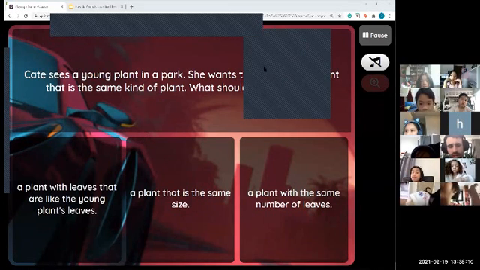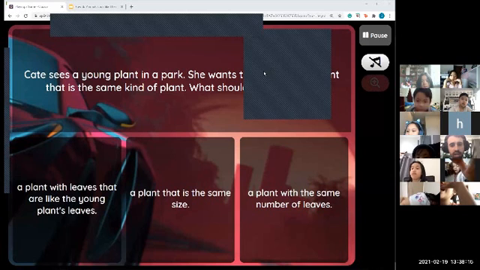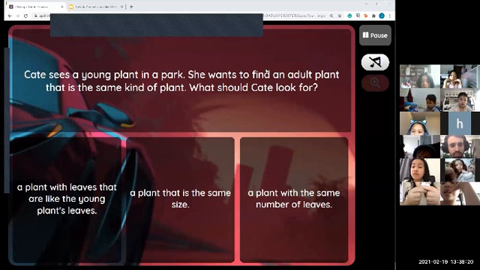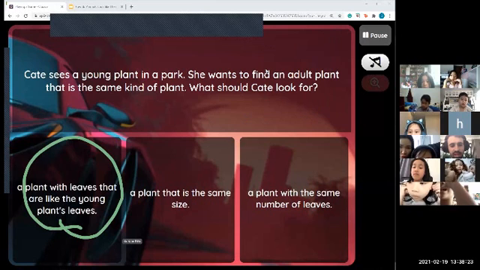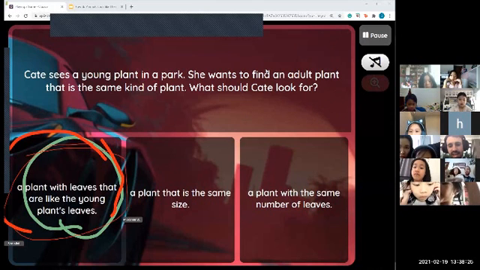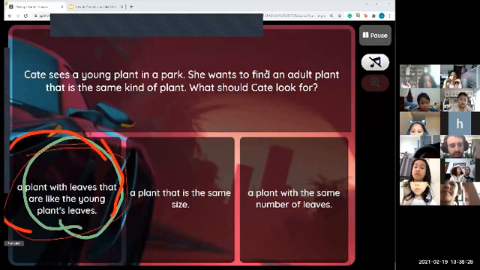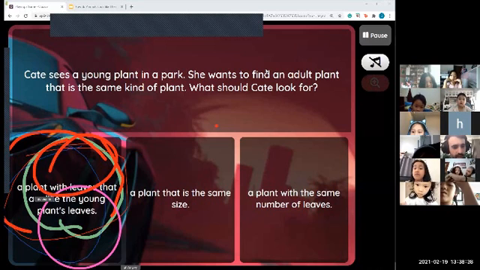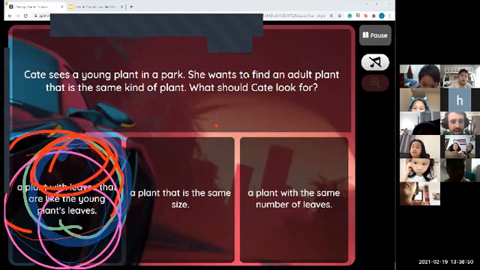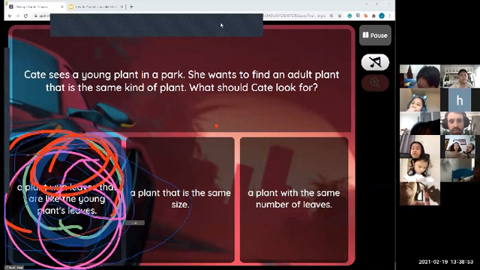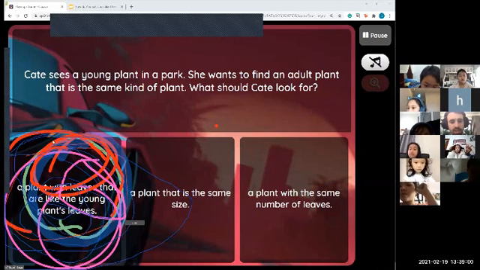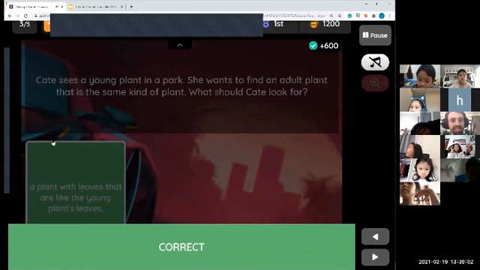I would like everyone to circle the correct answer in 3, 2, 1, go. The first one is a plant with leaves that are like the young plant's leaves, B is a plant that's the same size, and C is a plant with the same number of leaves. Okay, Ming Bing, good job. Fuang Vi, good job. Bao Ha, great job. You guys all look like you're choosing the first option. So let me select the first option. Yeah, the leaves would look the same. The young plant and the adult plant would have the same looking leaves or the same shaped leaves.